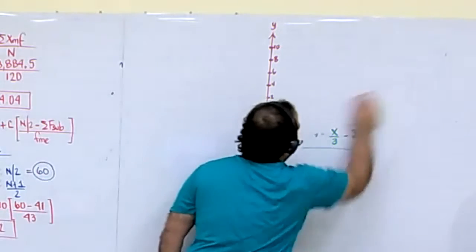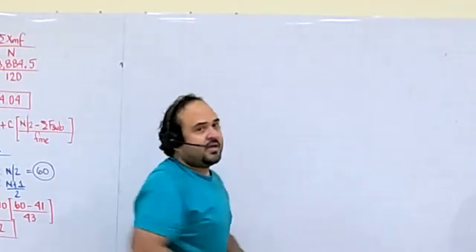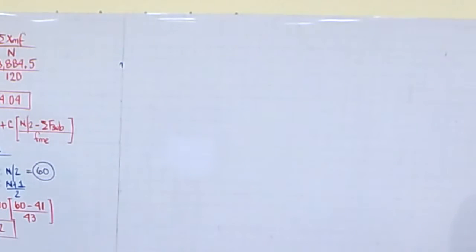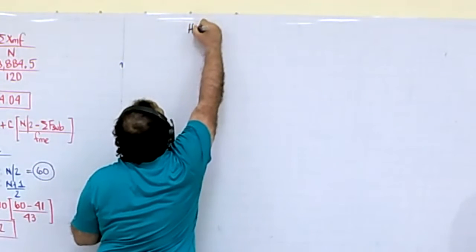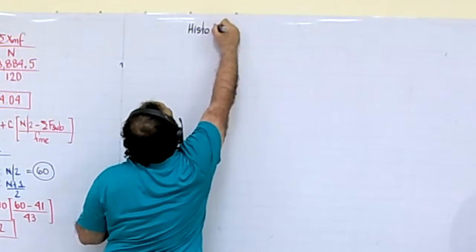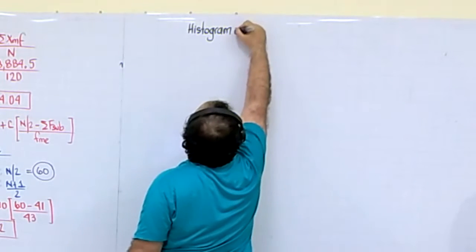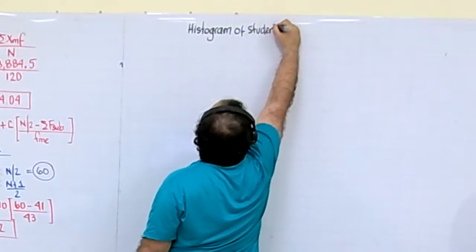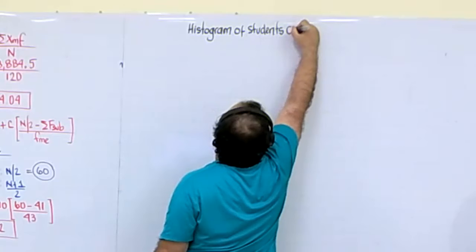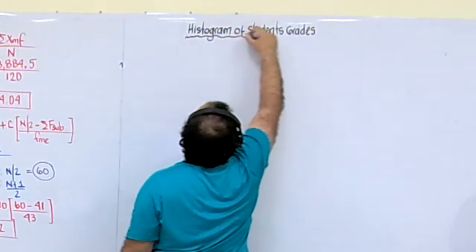We're going to create two histograms. The first histogram, we're going to use the absolute frequency. I mean, the accumulated number of students in this situation. I'm going to label it as a histogram of students' grades. In simple words, remember this is student grades.